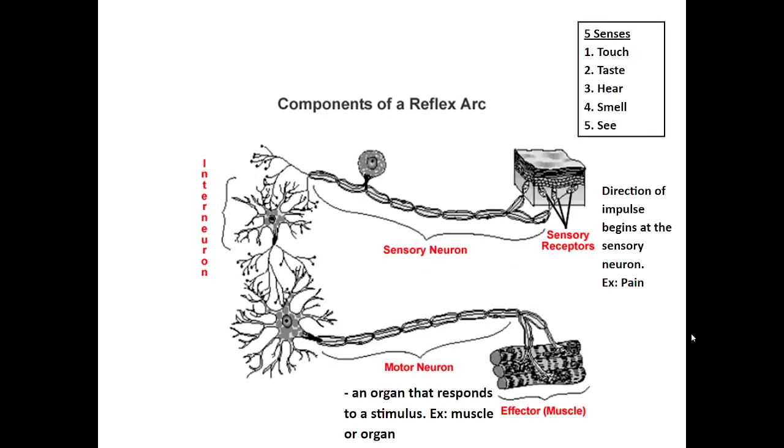Types of neurons. Sensory receptors. Direction of impulse begins at the sensory neuron. Examples such as pain. And motor neuron and the nerves. An organ that responds to stimulus. Example, muscle or organ.